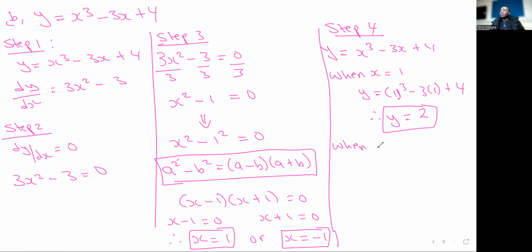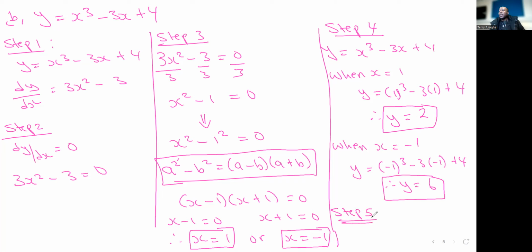And when x is equal to minus 1, the same thing. Y will be equal to, anywhere you see x, you put minus 1. It's going to be minus 1 cubed minus 3 times minus 1 plus 4. And when you press your calculator for this, your y will be equal to 6. So now we have to write this in coordinate form. The coordinates of the stationary points will be when x is 1, y is 2, and when x is minus 1, y is 6. So that is the stationary point for that.